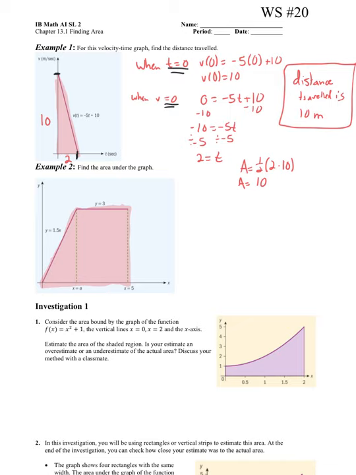So when we set v equal to 0, we find out that t equals 2. So that's saying that this length would be 2 because we're starting at 0. And then when we set t equal to 0, we would get a 10 up here, which means this total length would be 10. And now we're just looking for the area of this triangle, 1/2 base times height. So 1/2 the base is 2 times the height is 10. And that's going to give us a distance traveled of 10 meters. So the area is 10, and that's what's representing the total distance traveled.